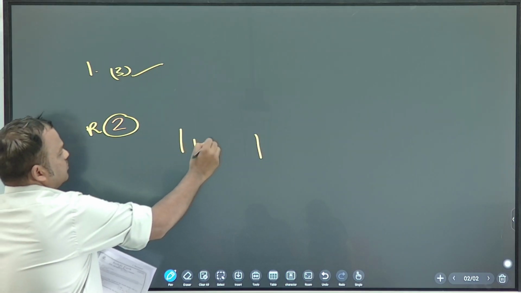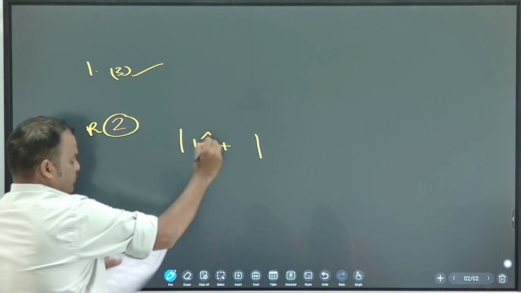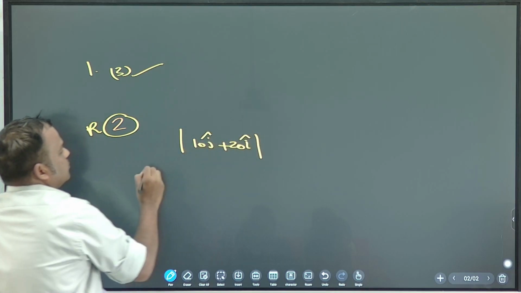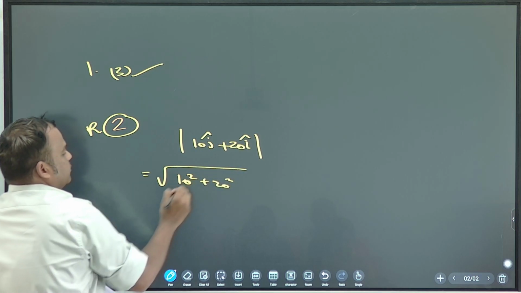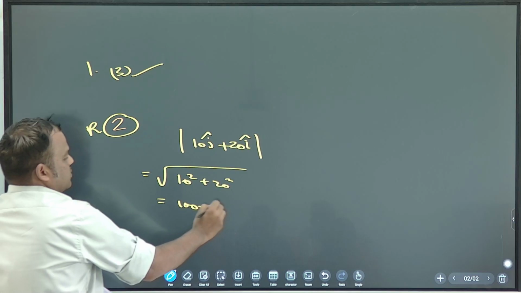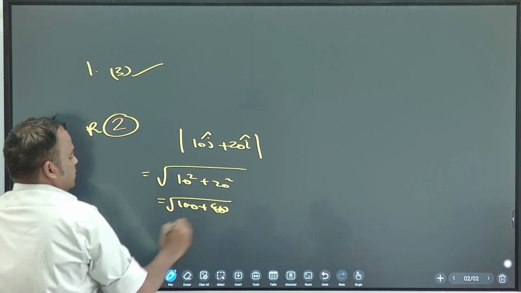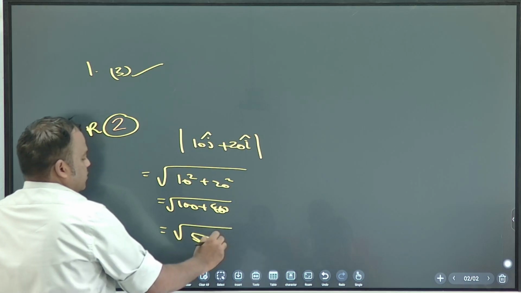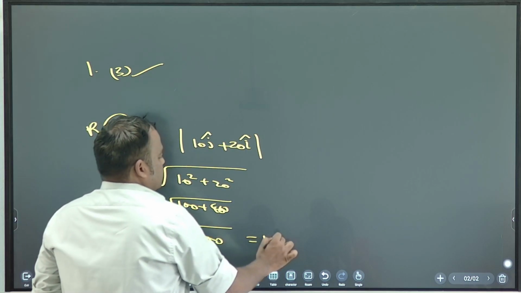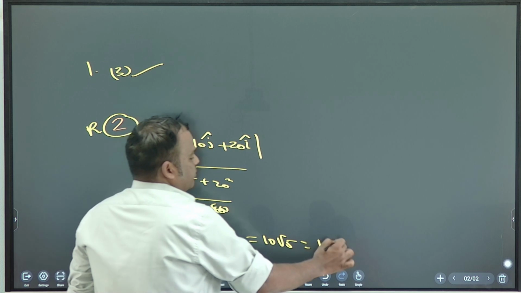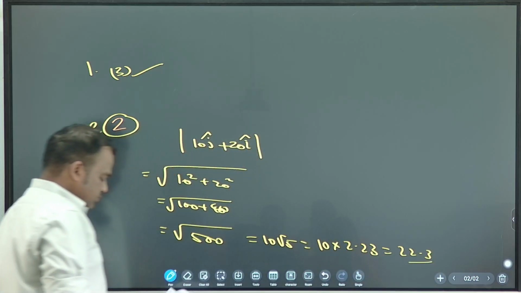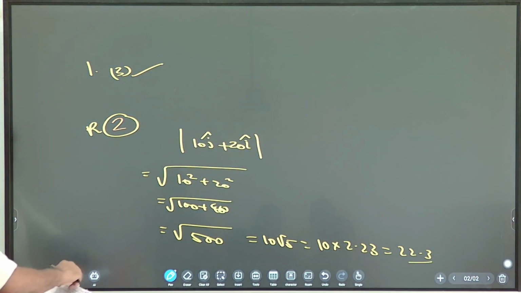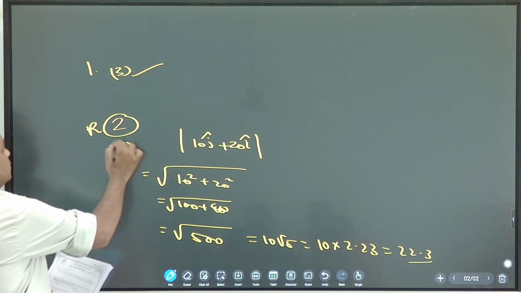10j plus 20i. So square root of 10 square plus 20 square. So 100 plus 400. Square root of 500. So 10 root 5. Root 5 value is 2.23. So 22.3. 22.3. So first option, approximately. First option.